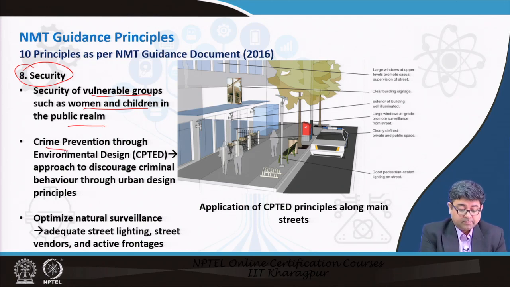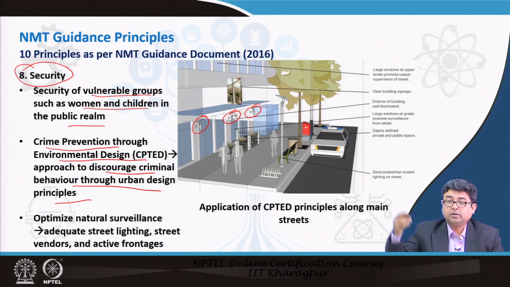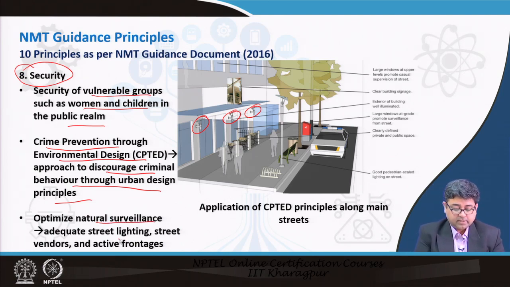There is also crime prevention through environmental design, which discourages criminal behavior through urban design principles. So you can do so by having small lights alongside the walls as well, alongside the facade of your building. So there are urban design principles that integrate security into them, and natural surveillance obviously that we talked about. So all of these principles ensure that people feel secure while they are using non-motorized transport as well, right?